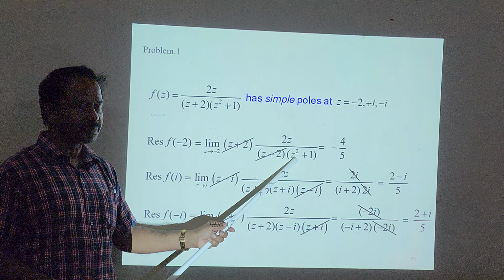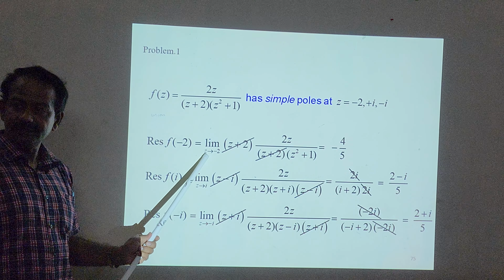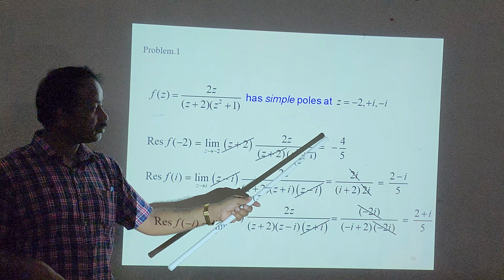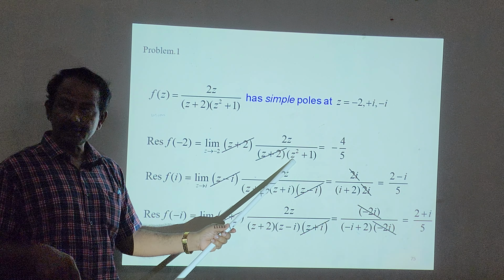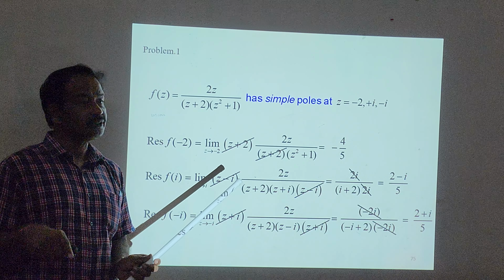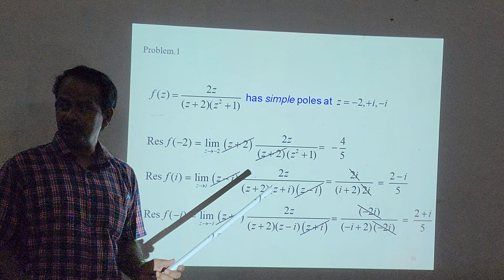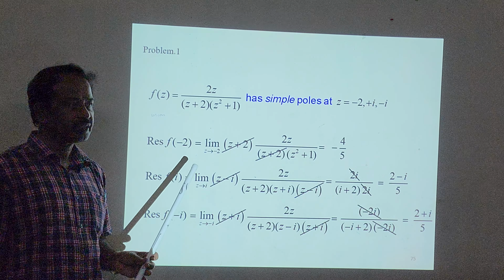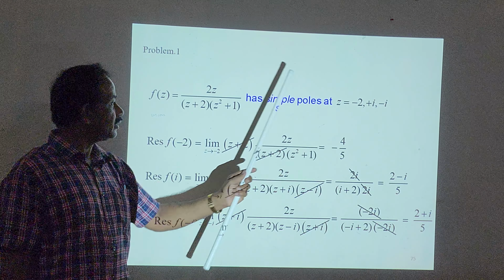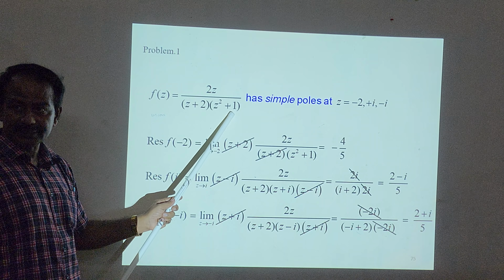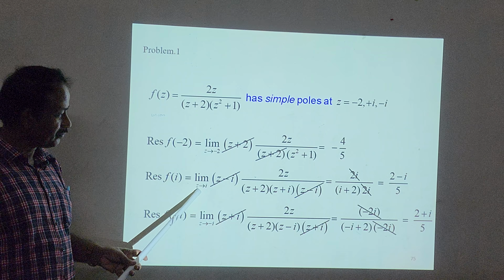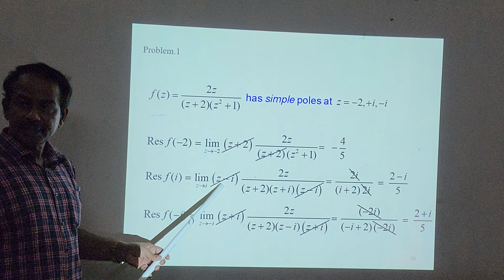That will give you 2z divided by z square plus 1. What is z? Z tends to minus 2. So you substitute z equals minus 2 here. So that becomes minus 4 divided by (minus 2) whole square, 4, plus 1, 5. So minus 4 by 5. Is it okay? Now the residue at i. We will go for the next one. We are going to discuss z square plus 1 now. So at i, limit z tends to i, this becomes z minus i.